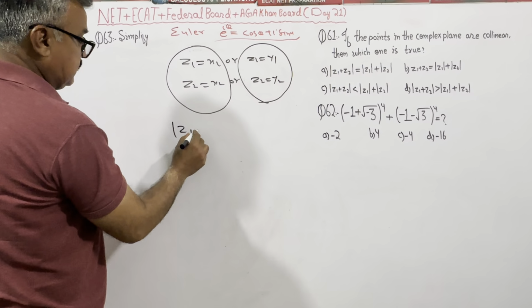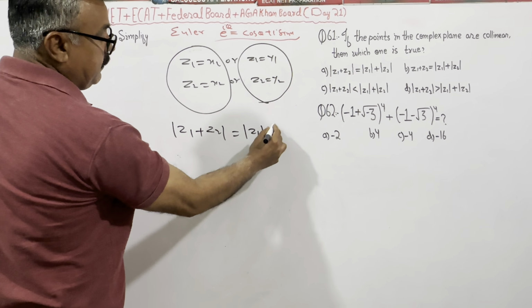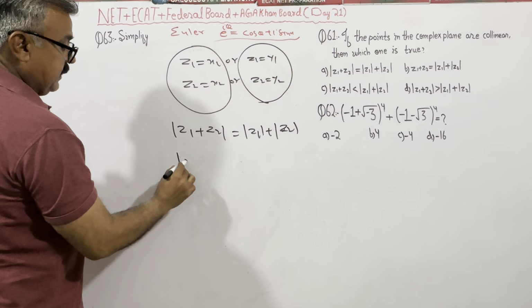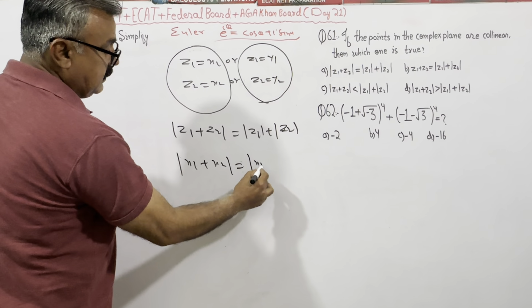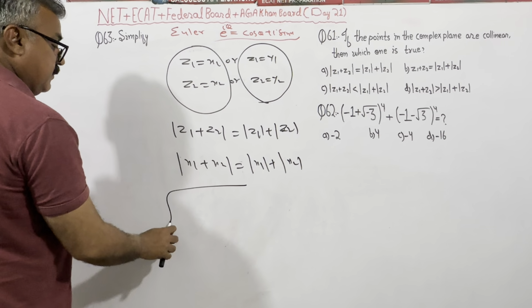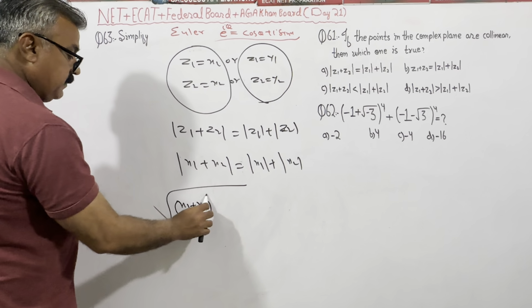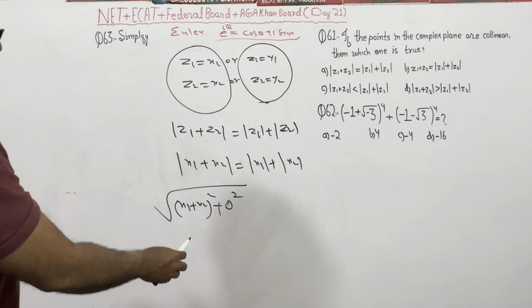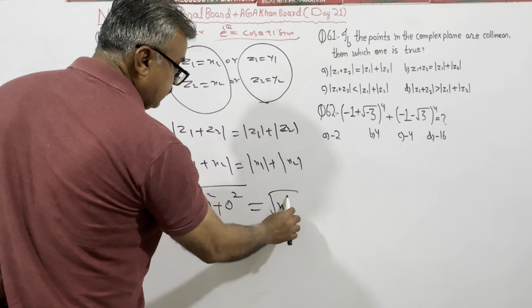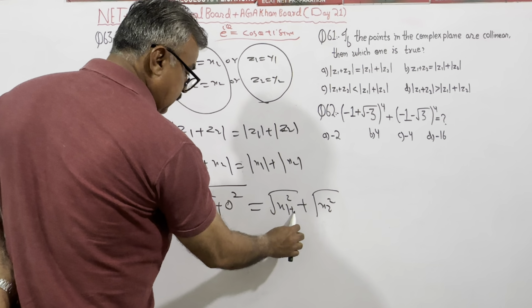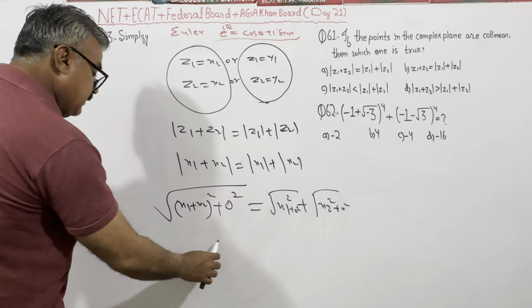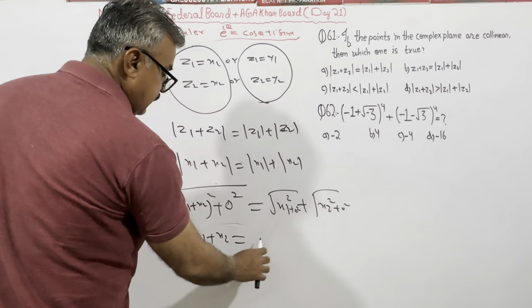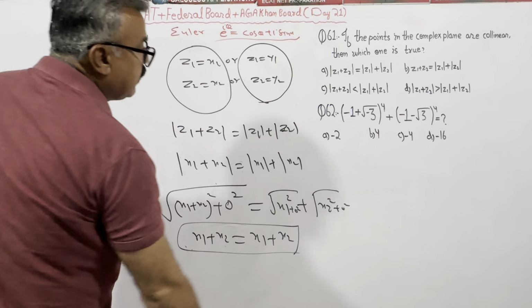Option number 1 is to be checked: mod of Z1 plus Z2 is equal to mod Z1 plus mod Z2. That is the equality part of the triangle inequality. Let me take both as pure real. Z1 plus Z2 is x1 plus x2. Finding the modulus, the magnitude is the real part square plus the imaginary part square, and the imaginary part is 0 square. So we have the square root of (x1 plus x2) square, where the square root cancels and it becomes x1 plus x2. On the other side, mod Z1 is x1 and mod Z2 is x2, with no imaginary part, 0 square. So our option number 1 is valid.